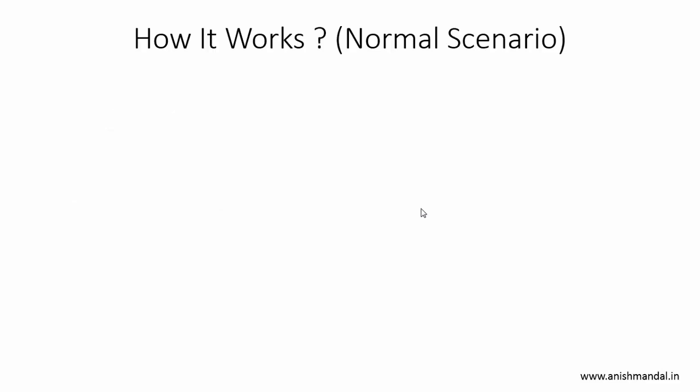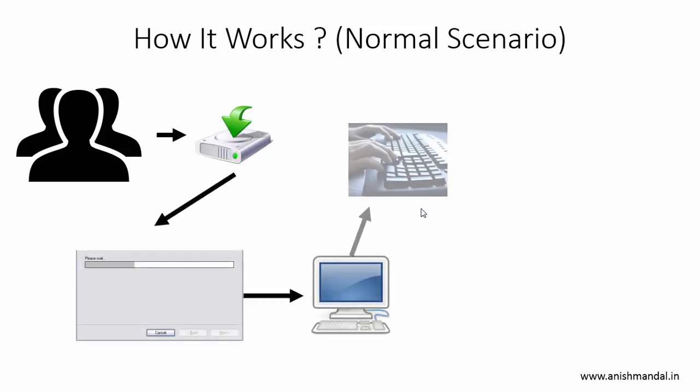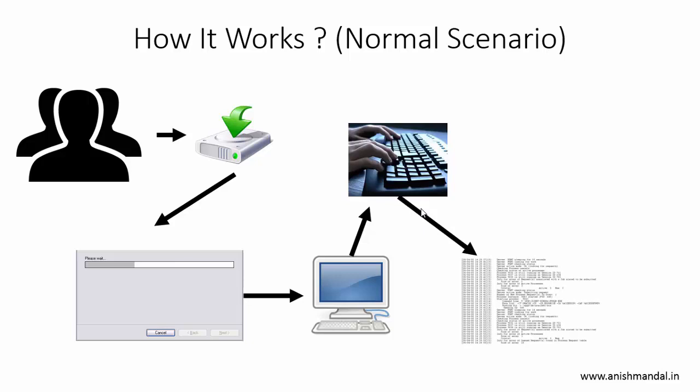So how does it work? In the normal case, if parents or a boss want to install it on an employee system or kids' system, all they need to do is download the keylogging application and install it on the system. Whenever the person types any keystroke or presses a keyboard key, it will create a log. And if we want, we can configure it to send this log via email. And as I told you, it can be used by hackers or bad guys to get your credentials.